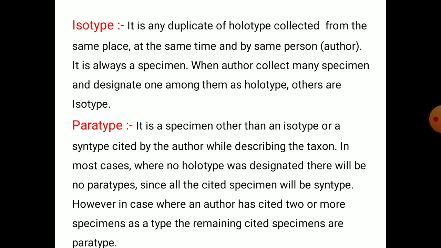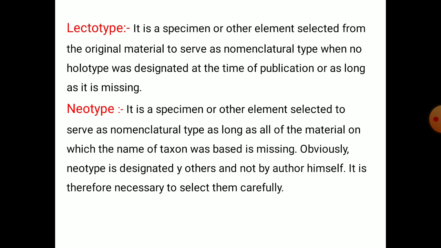If the author has cited two or more specimens, meaning one specimen is given the name, and the second specimen also has the same name, then two or more specimens are cited by the author as a type, and the remaining cited specimens are the paratypes.